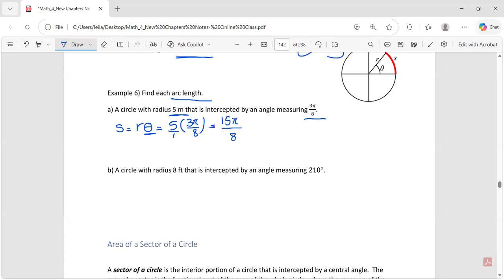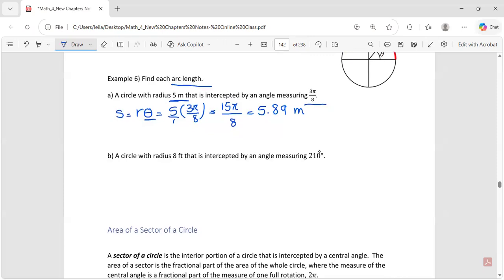And if you want an exact measure of the arc length, you can use the pi key in your calculator. So you just type in your calculator 15 times pi and then divided by 8, which is 5.89 meters. That's the arc length, if you round it to 2 decimal digits.